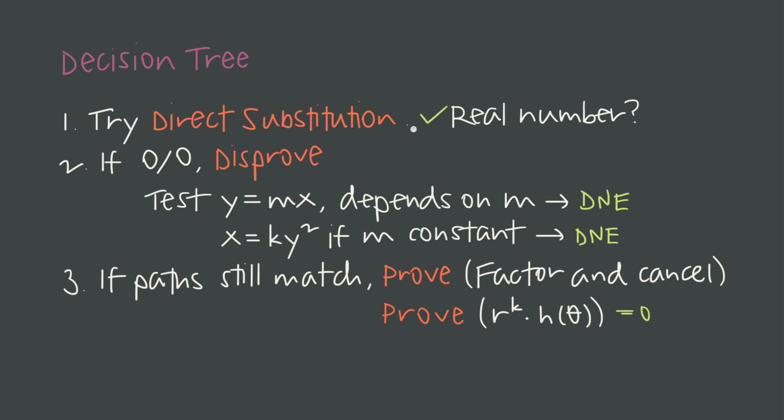Otherwise, if we've gone through our entire decision tree and we still don't have an answer, then we're going to have no choice but to go to the formal epsilon delta definition of the limit.